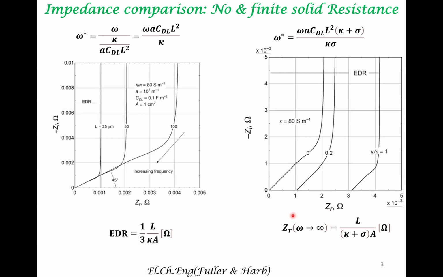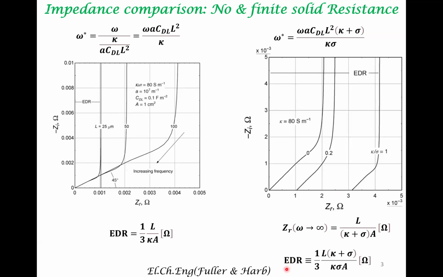As opposed to that, when you have finite conductivity, these curves intersect the x-axis. In this case the conductivity is infinite, that is, sigma is infinite in this case. If you make this infinity, it will not intersect the x-axis. So this is one difference.